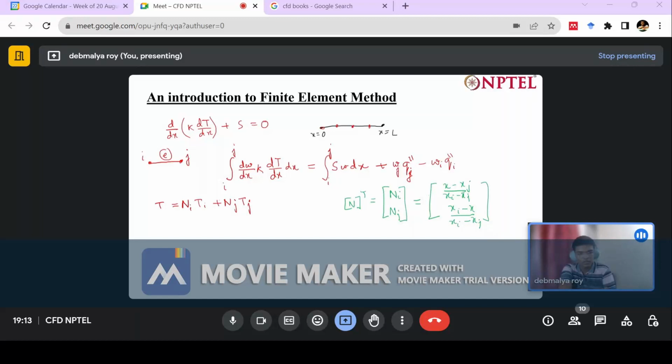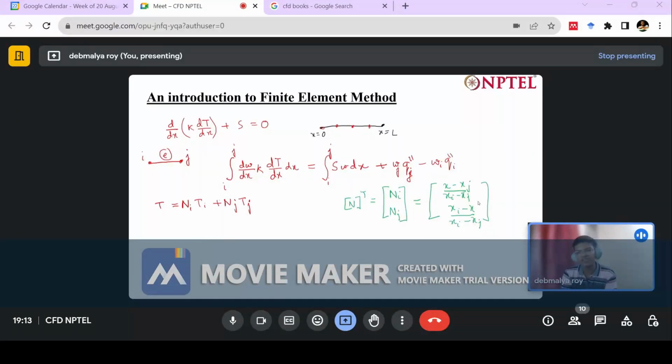Another thing is that if you put x equal to xi, then Ni becomes 1, and if you put x equal to xj, then it becomes 0. Similarly for Nj: if you put x equal to xj, it becomes 1, and x equal to xi, it becomes 0. If we add additional points to an element in the finite element method, it will always follow this rule: the interpolation function will be 1 at the node that it represents and 0 for all other nodes. That is basically the way we represent these functions.